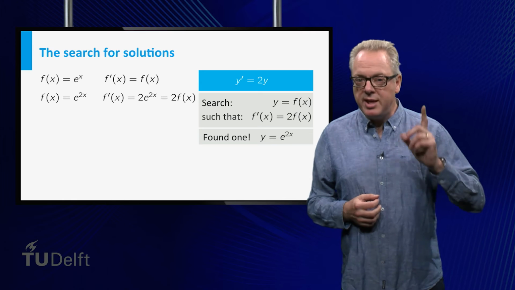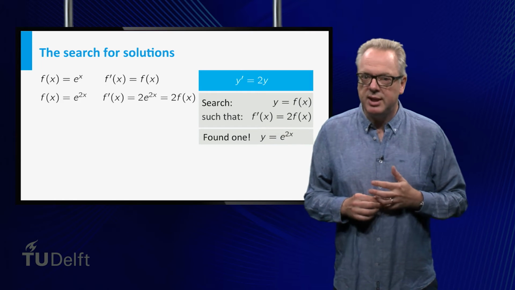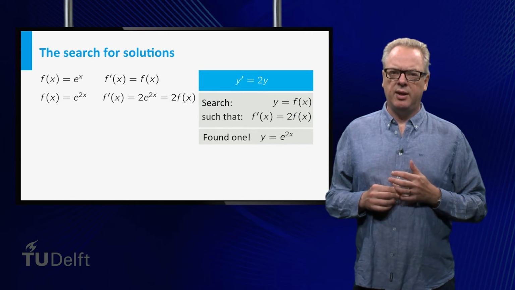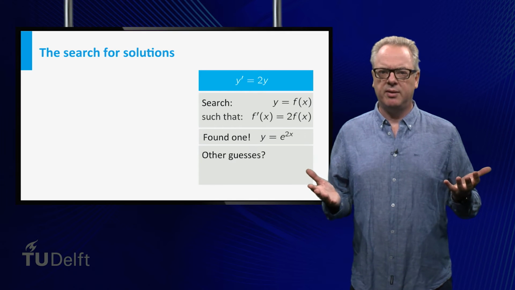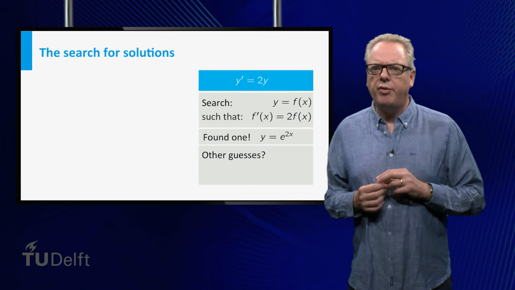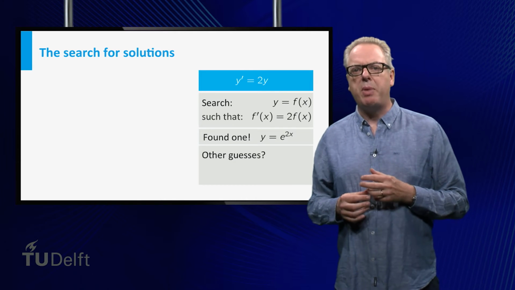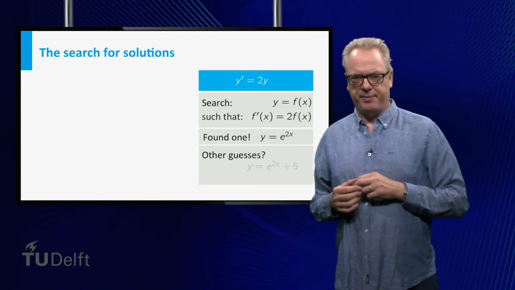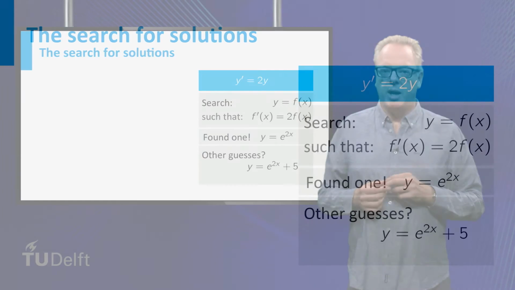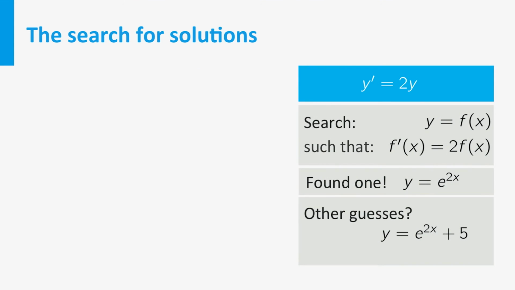But also this differential equation has infinitely many solutions. Can you find another one? Students often come up with a function like y is equal to e to the power 2x plus 5. But differentiating this one gives y prime is equal to 2 times e to the power 2x, which is not equal to 2 times y. Clearly, this isn't a solution.